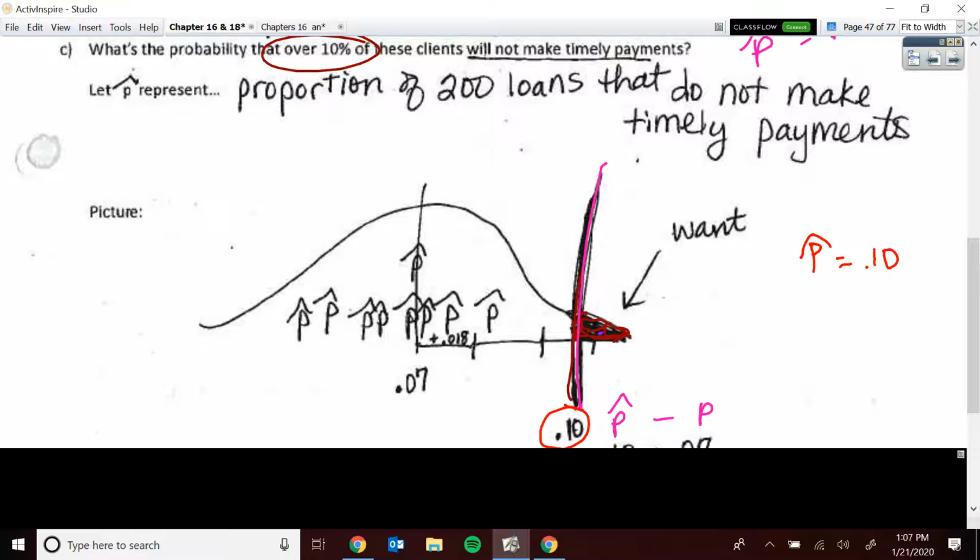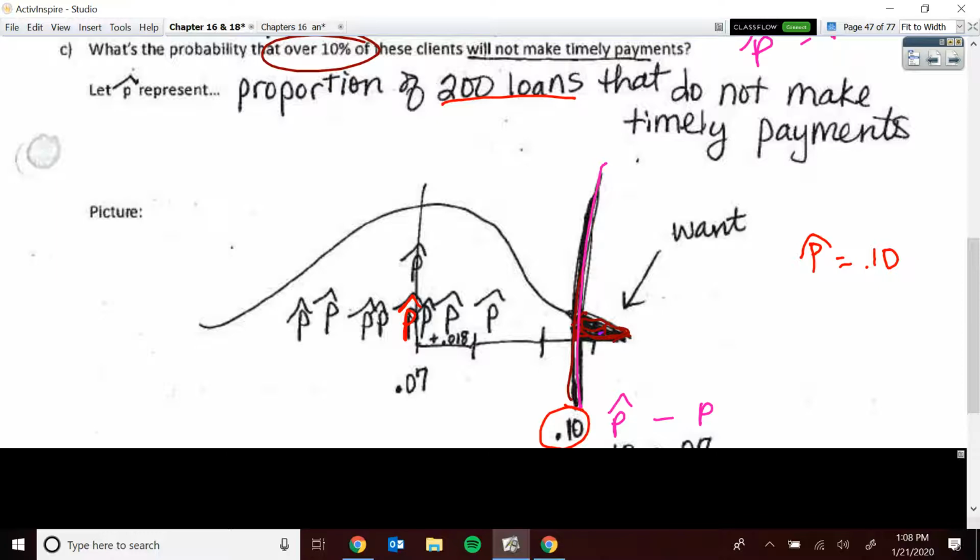Yep. So over there on the board, I have it over there. Every single one of you got your own proportion of 50 M&Ms that are blue. So that was your p-hats. In this case, every single one of these p-hats is the proportion of 200 randomly selected loans and the people of those that do not make their payments on time.